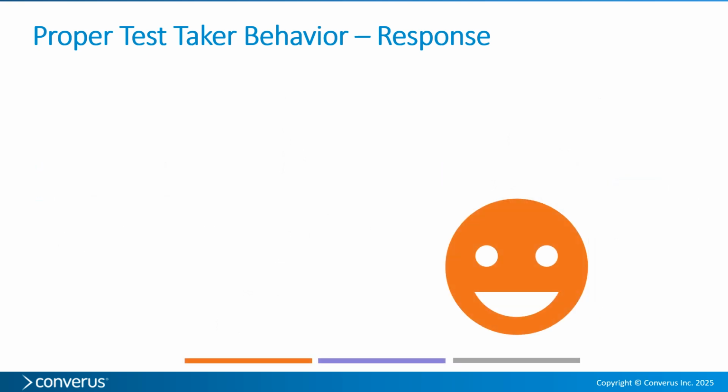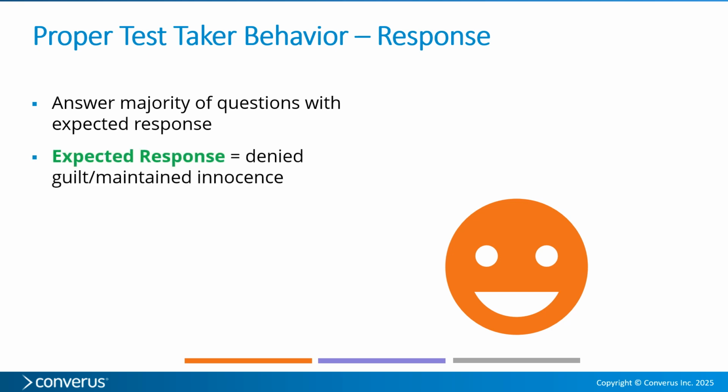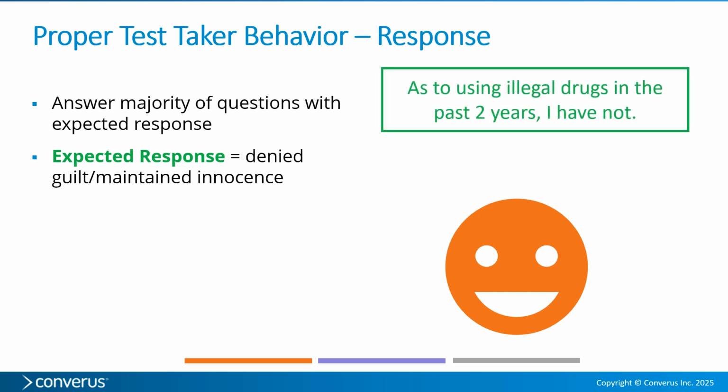The test taker should answer as many questions as possible with expected responses. An expected response occurs when the test taker denies participating in the target behavior. For example, a question about illegal drugs might ask, "As to using illegal drugs in the past 2 years, I have not." The expected response is true. That signifies the person denied using illegal drugs in the past 2 years.